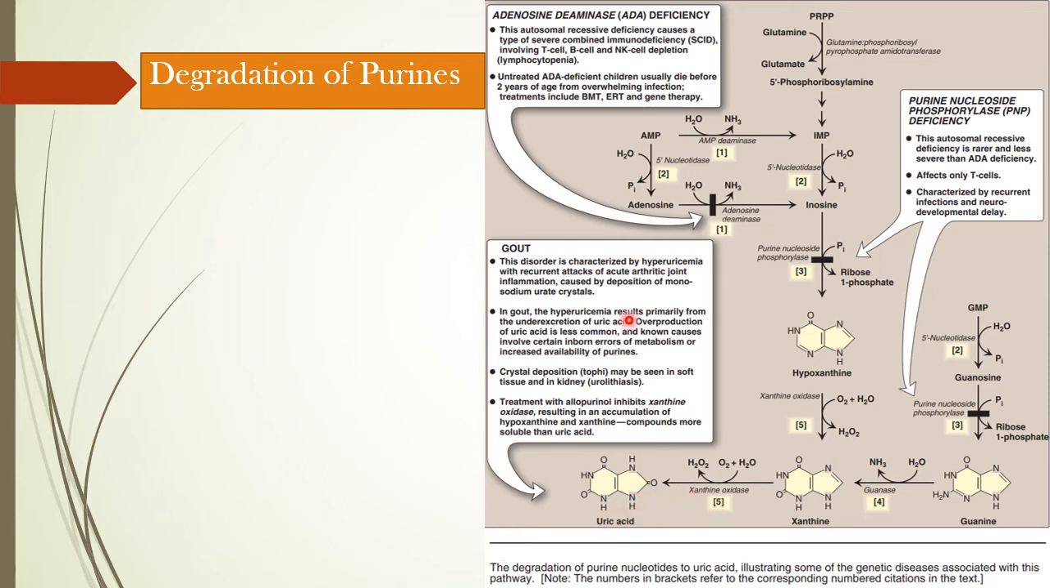So if you have AMP, IMP, or GMP, all of these nucleotides are ultimately converted into uric acid.